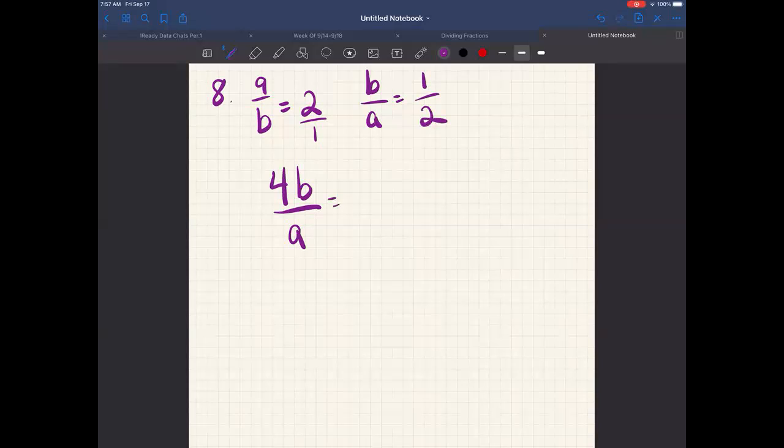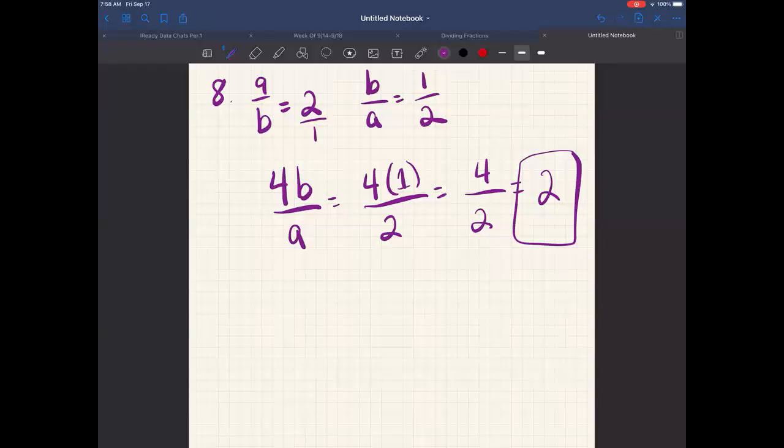Now I can go ahead and just plug that in. So my B is 1, A is 2, 4 times 1 is 4. 4 over 2. So 4 divided by 2 is 2. That is my final answer.